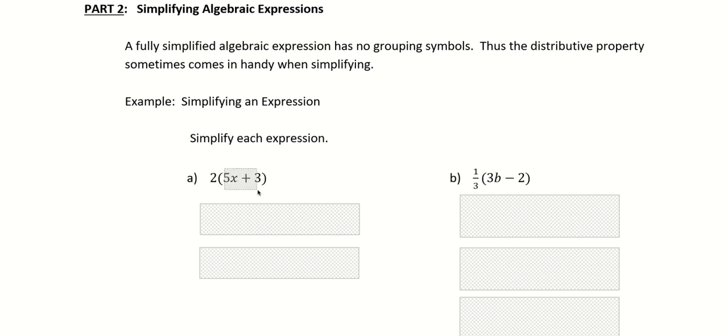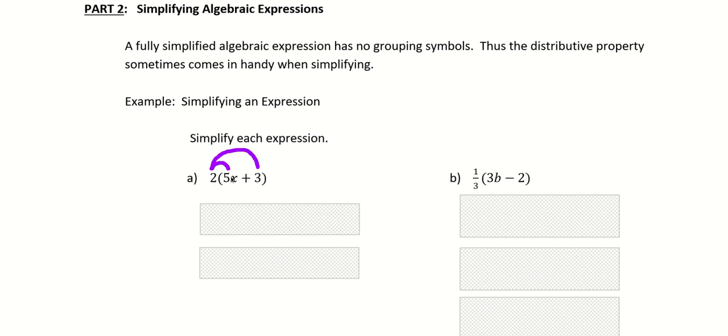But these, look, if you said, I'm going to do the order of operations, I'm going to do what's in the parentheses, no, because you literally can't do 5x plus 3. They are not like terms. Over here in this next example, not to get ahead of ourselves, but you can't do 3b minus 2. Those don't simplify. So all you can really do is distribute 2 times 5x and then 2 times 3.